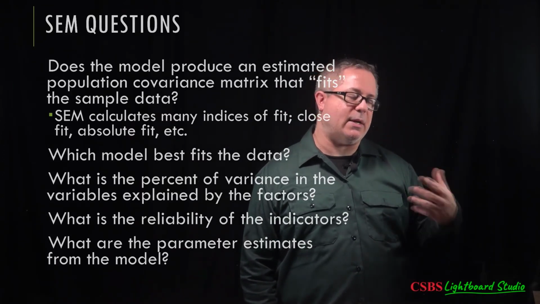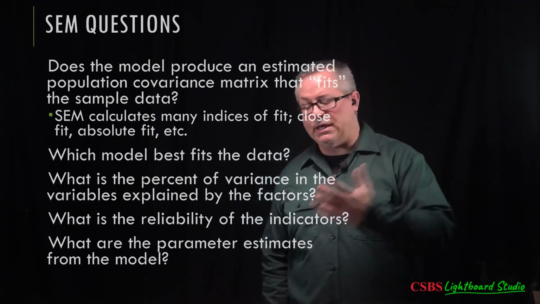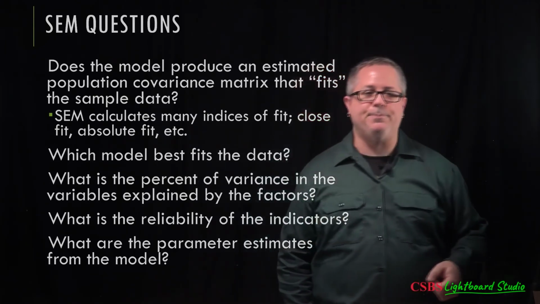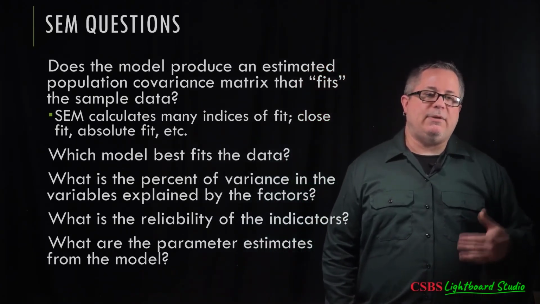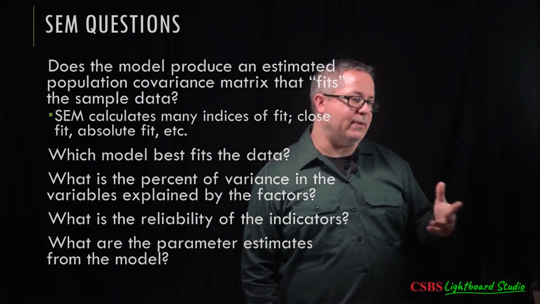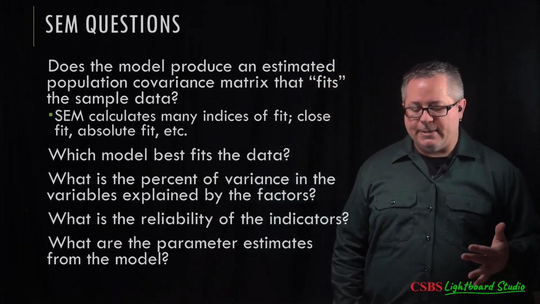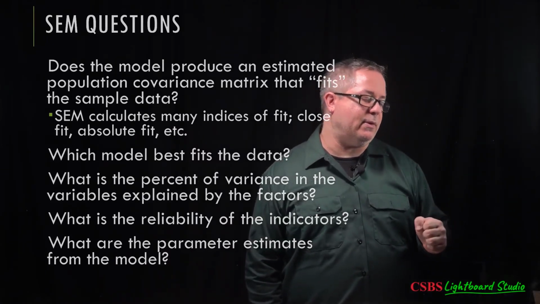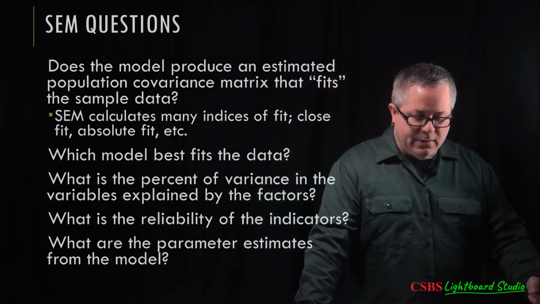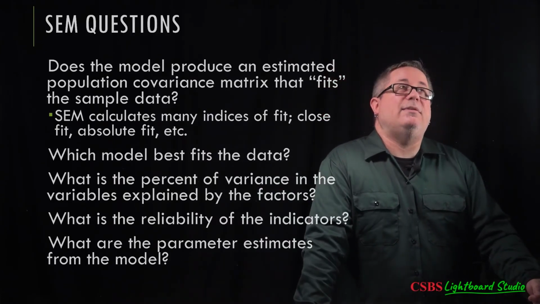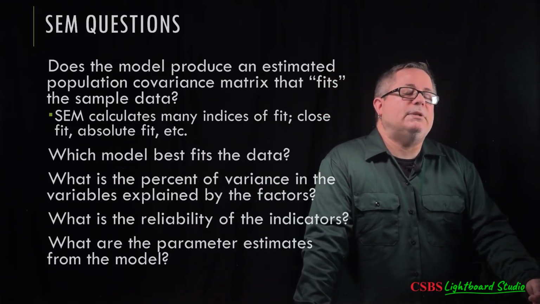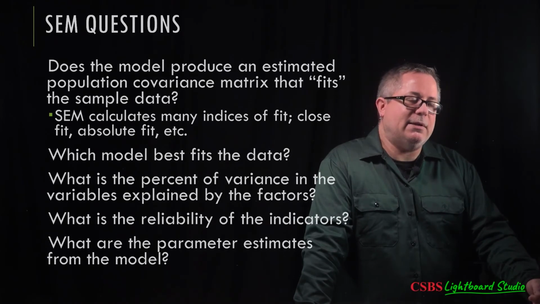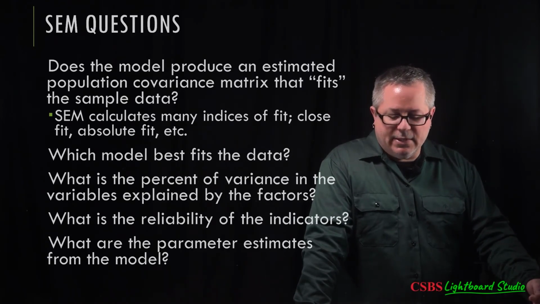Does my hypothesis about the population explain my actual data well? SEM calculates many indices of fit. There are different kinds, like close fit and absolute fit, and we're talking about a bunch of those. Chi-square, goodness of fit. There's the CFI and the GFI. The CFI is the comparative fit index. The GFI is the goodness of fit index. There's the root mean square error of approximation.